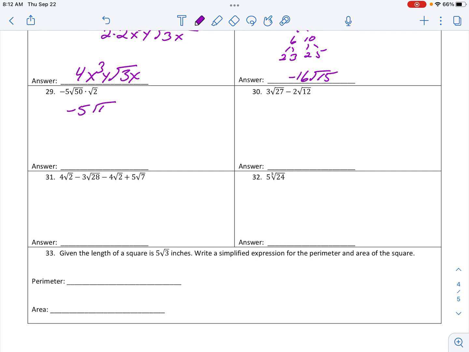29, first we multiply. And then I realize 100 appears. It is perfect. And the square root of 100 is 10, negative 50.